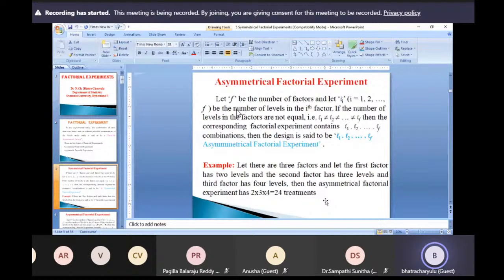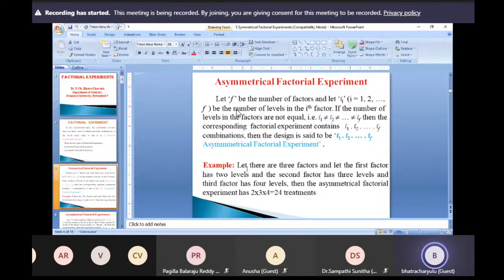Asymmetrical factorials means the number of levels of each factor differ. So L1 may be equal or unequal to L2, and L2 equal or unequal to L3. But if all are equal, then it is said to be a symmetrical factorial. Some may be different, not necessarily all. Such a factorial experiment is said to be an asymmetrical factorial experiment.